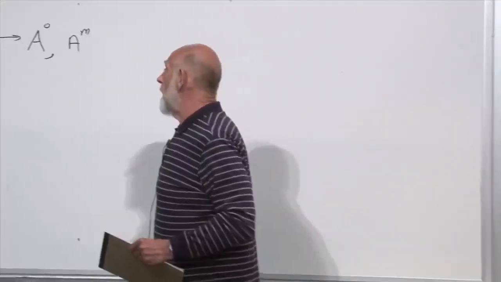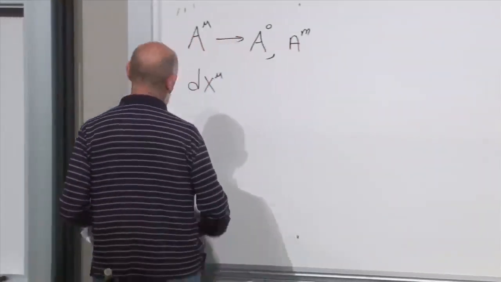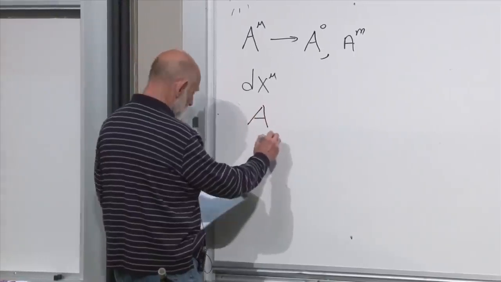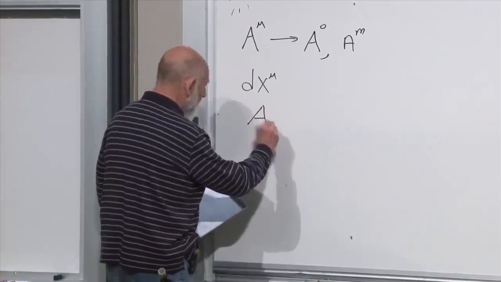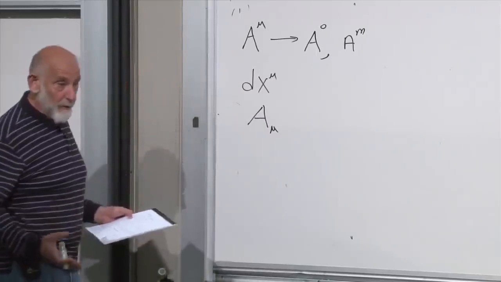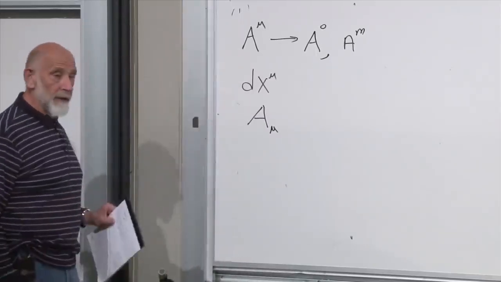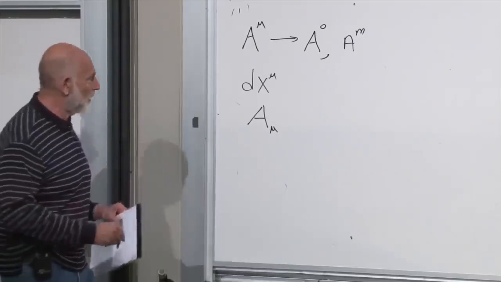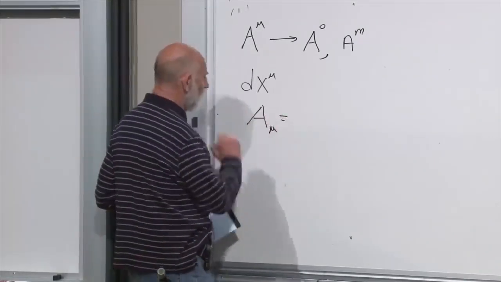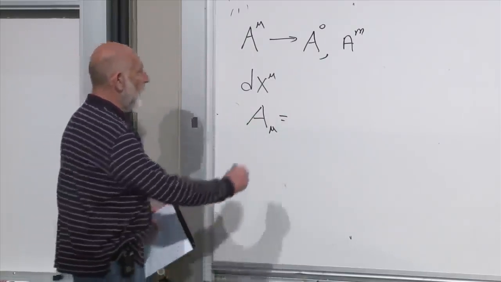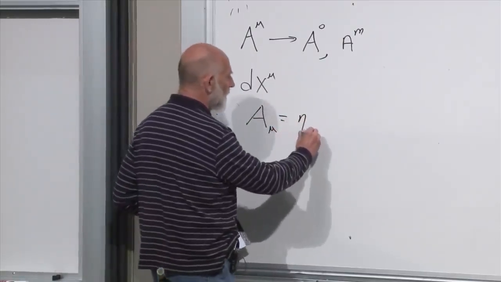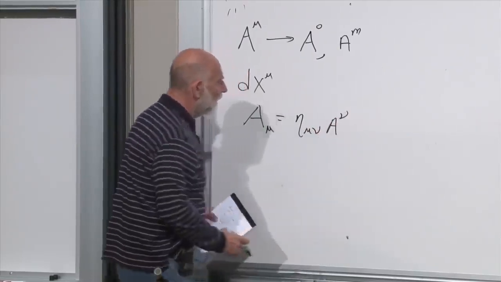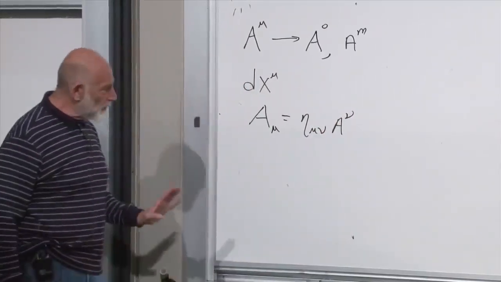And to go from a contravariant notation to a covariant notation, this is pure definition. A_μ is the covariant counterpart of A^μ. It's the same vector. It's just another notation for it, or another way of describing it. And that is equal to η_μν A^ν. I'll remind you what η_μν is.